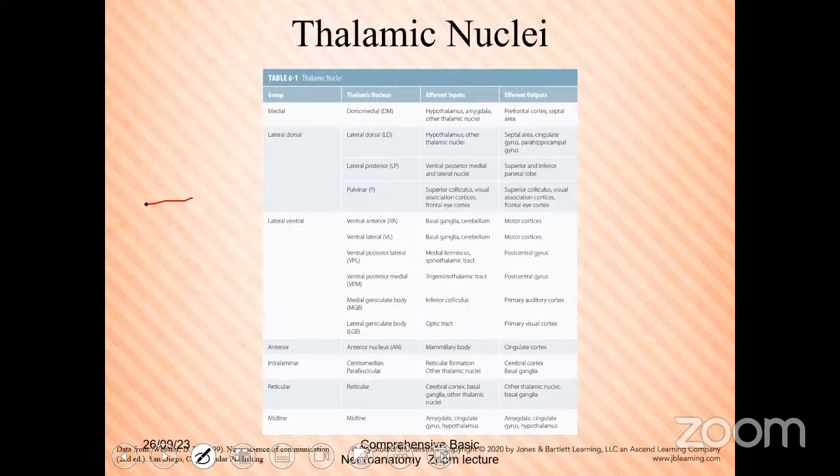Lateral posterior is a ventral posterior, medial and lateral nuclei, and they are connected to the superior and inferior parietal lobe. The pulvinar is connected to the superior colliculus, visual association cortices, and frontal eye fields. These are the areas, and let's learn what association cortex is.